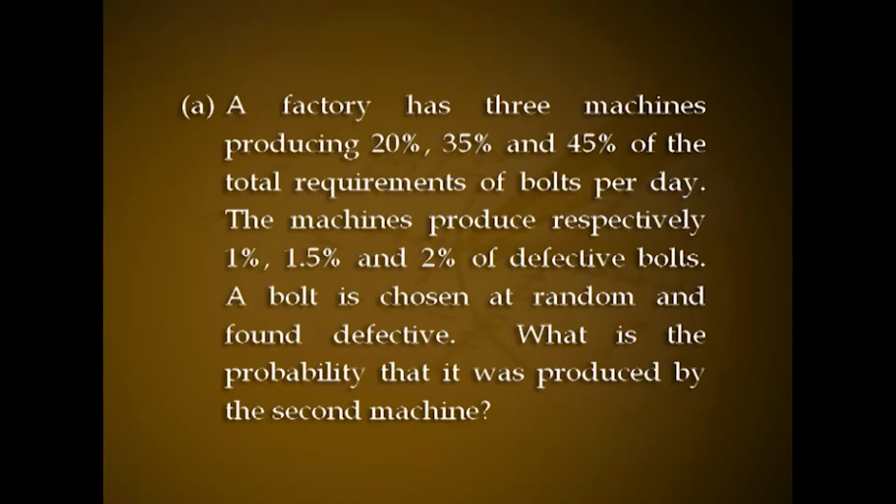A factory has 3 machines producing 20%, 35% and 45% of the total requirements of bolts per day. The machines produce respectively 1%, 1.5% and 2% of defective bolts. A bolt is chosen at random and found defective. What is the probability that it was produced by the second machine?